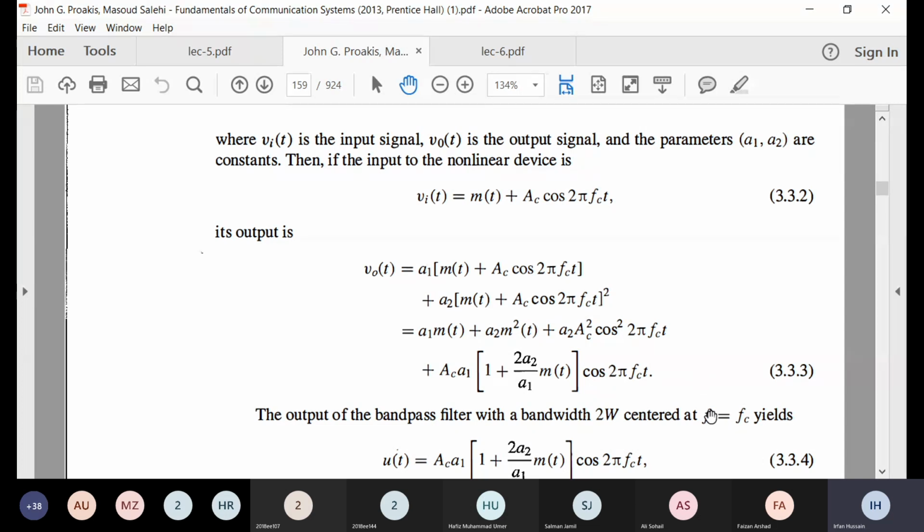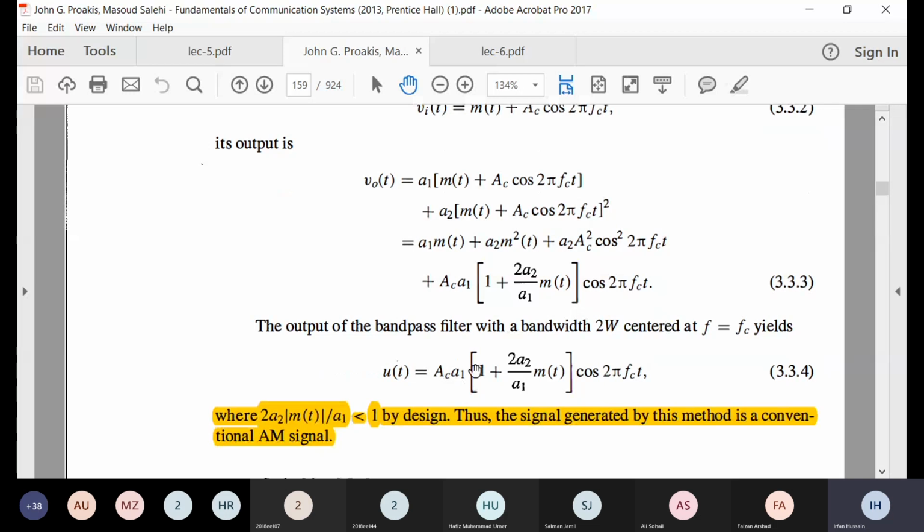So I will pass it through a filter at fc. All of these three terms will be neglected. I will just get this term. Here we make sure that A1 is much greater than 2 A2, and hence we are dead sure that this signal will be the famous conventional AM signal used in radio broadcast.